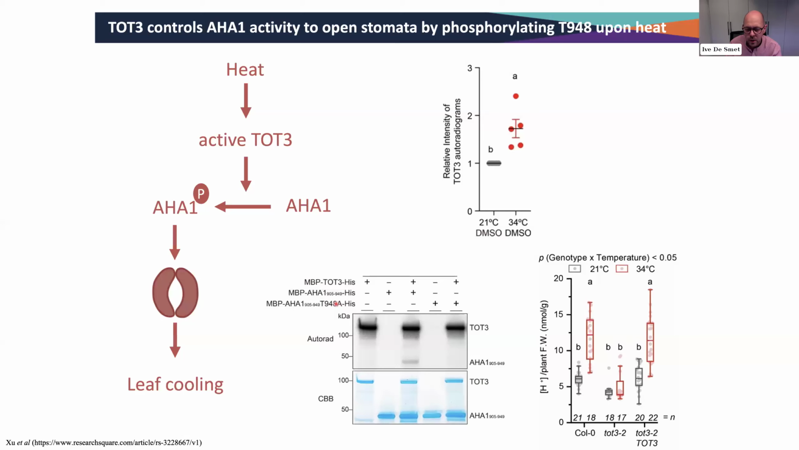And if we then mutate the phosphorylated residue, which is associated with controlling the activity of the proton pump, we lose this phosphorylation. And the proton pump controls, of course, the establishment of a proton gradient and the movement of these protons, which is also activated by heat, which is not occurring in the TOT3 mutant. So we have an activation of the proton pump, which leads to stomatal opening, and this leads to leaf cooling.